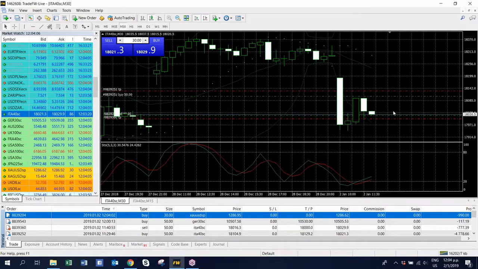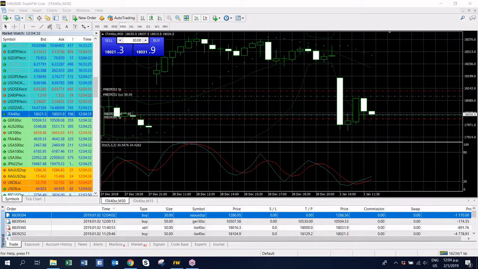There we go. We just opened another gold position. Our buy limit on gold got triggered. We entered at 1,286.95, a better price. Nice.